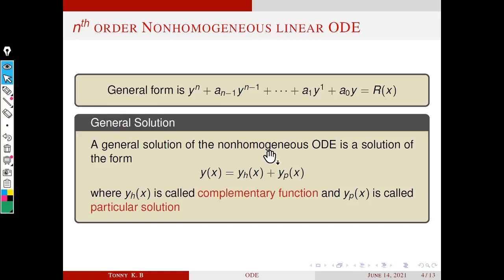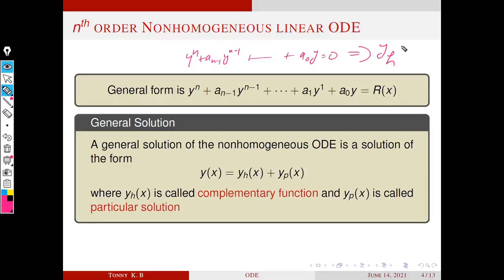Similar to the second order case, the general solution of the non-homogeneous ODE can be written like this: y of x is equal to yh plus yp. And what is yh? Yh is the solution corresponding to the homogeneous equation, which is the equation corresponding to this differential equation. The only change is that the right hand side is 0. Its solution is denoted by yh and it is called the complementary function.